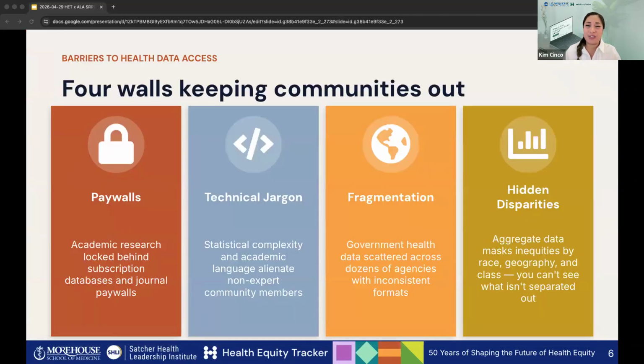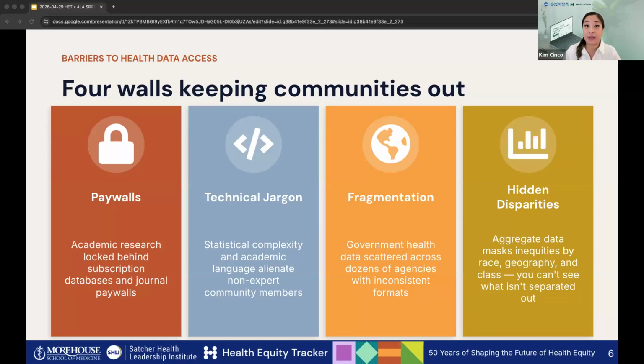So why is the data so hard to get to? There are 4 walls that keep it out of community hands. The first is paywalls. A massive amount of health research lives behind academic journal subscriptions that cost hundreds or thousands of dollars a year. The people who need that research simply cannot access it.